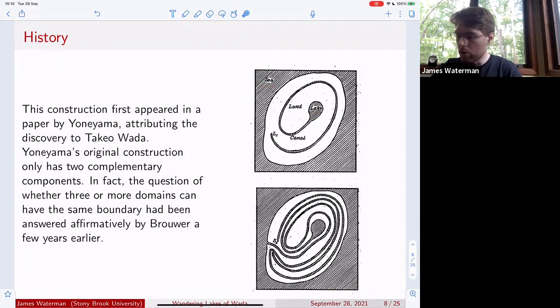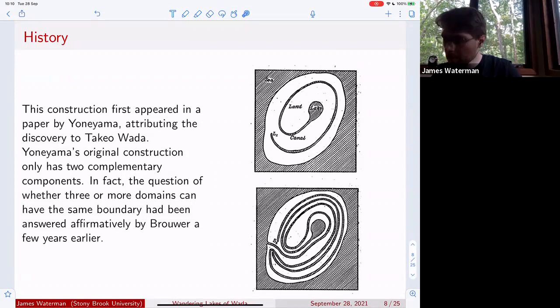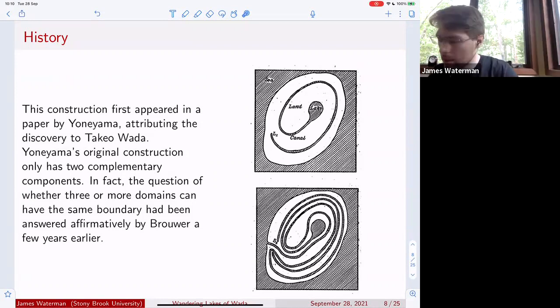And he does this similar construction that extends this canal. And in fact, this question of whether or not you can have three or more domains with the same boundary had actually been answered affirmatively by Brouwer a few years earlier with a similar type of construction. So there's a little bit of history.